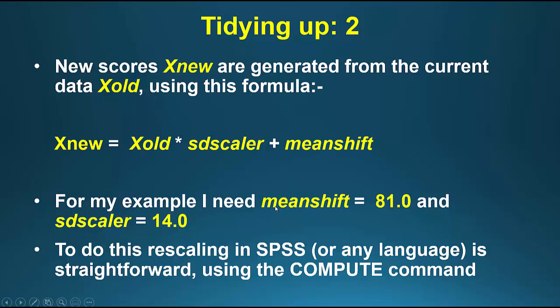So in my example, I want to match the reported data, a mean of 81, and the standard deviation is 14. So these are the values I'm going to use here. And actually, it's again very simple in SPSS to do this, or any other language. In SPSS, we're going to use the compute command to do this.